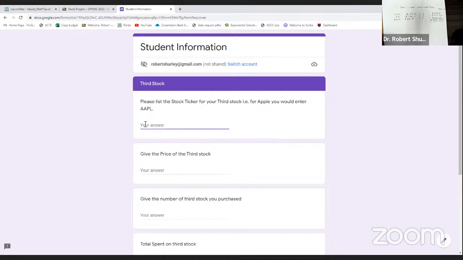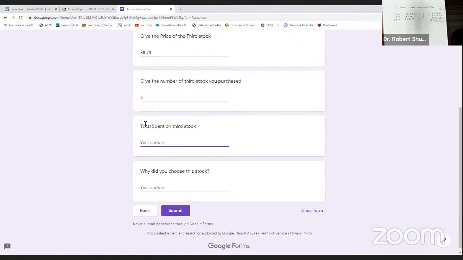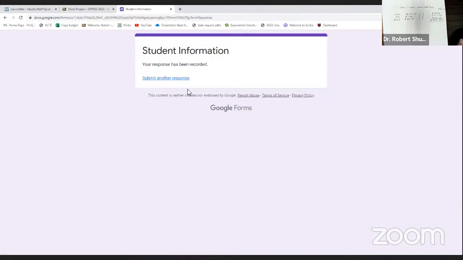So next, I've got the last one, Roblox RBLX. Give the price, 88.79. How many did we buy? We bought 3 because we could stay under. 266.37. Why did you buy the stock? Because a website said it was a hot stock tip. And I'm going to submit that. And it says submit. And now you're not going to submit another response. You're done. Okay, that's it.